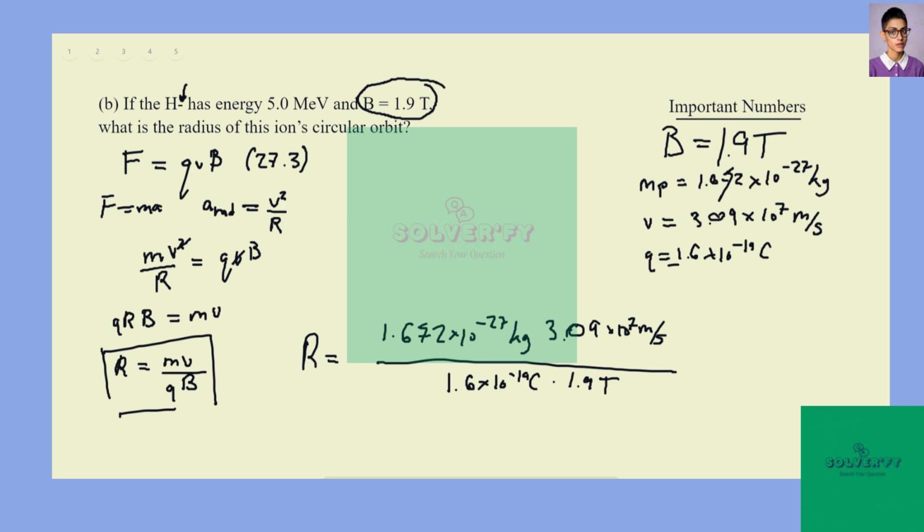So if you've been following along and plugged all these numbers into your calculator, you're going to get the final answer of 0.17 meters. So that's 0.17 meters, and that's the radius of our cyclotron.